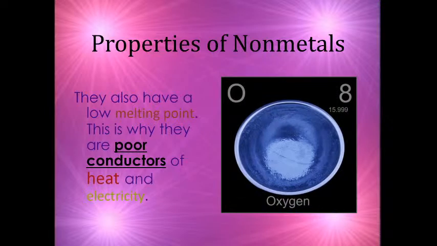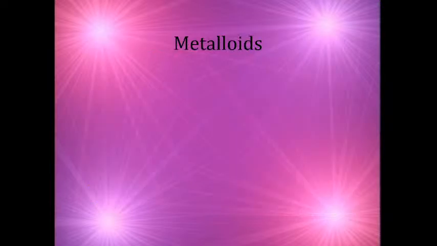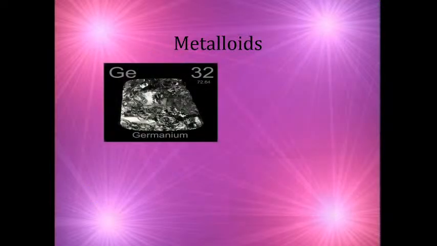Less density means particles are a little bit far from each other, right? It means they are not going to conduct heat and electricity. That's why they are poor conductors of heat and electricity. Understood? Now the left metalloids.